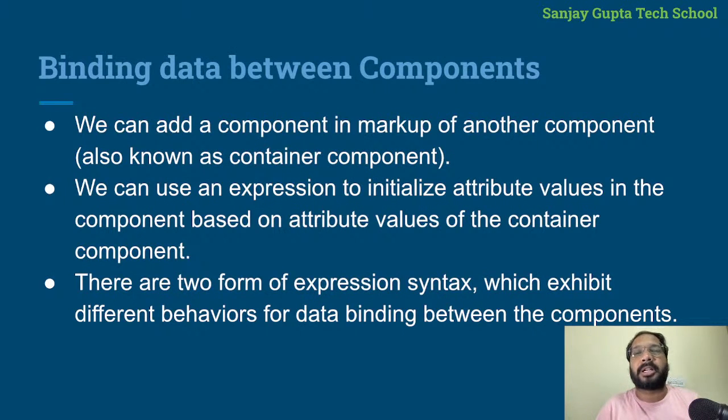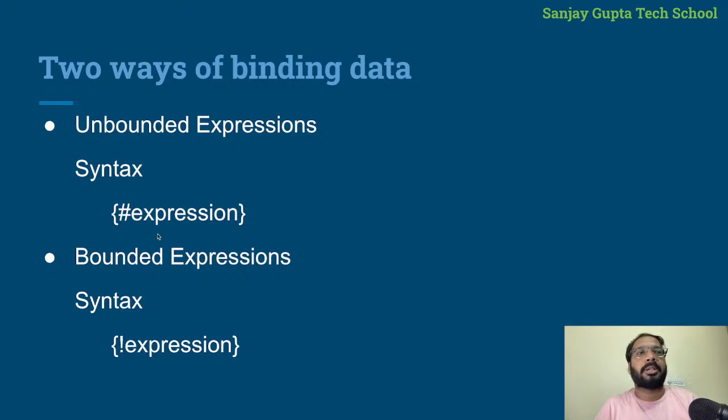We can use an expression to initialize attribute values in the component based on attribute values of the container component. What does it mean? From the parent component you can pass values to the child, and through the child you can update those parent component attributes. So it is a kind of bounded expression. If you change the value of an attribute in the parent, it will be updated automatically in the child. If you update the child, the parent will be updated automatically. There are two forms of expression syntax for that: unbounded expression and bounded expression.